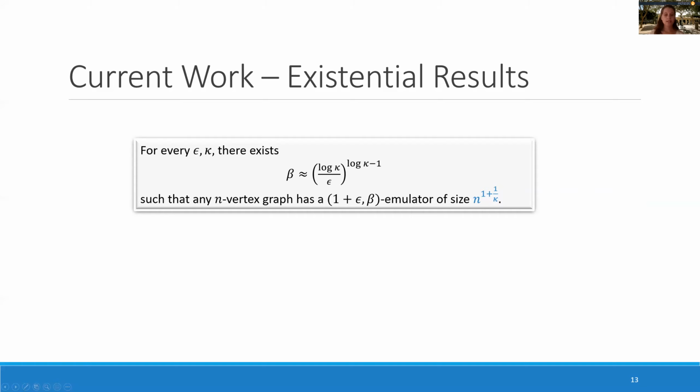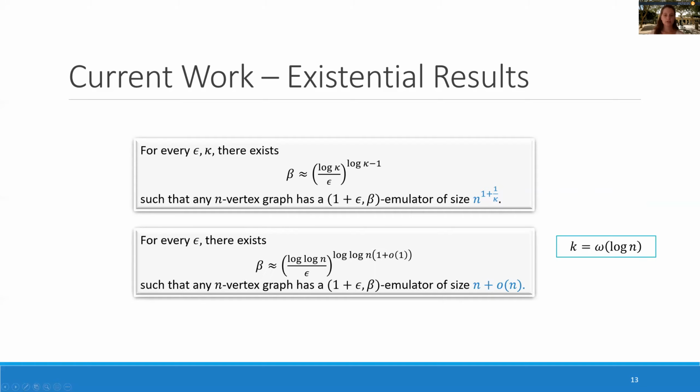We note that by setting κ to be ω(log n), the term n^(1+1/κ) becomes just n + o(n). In other words, these emulators are ultra-sparse.